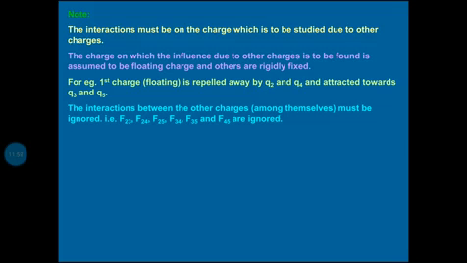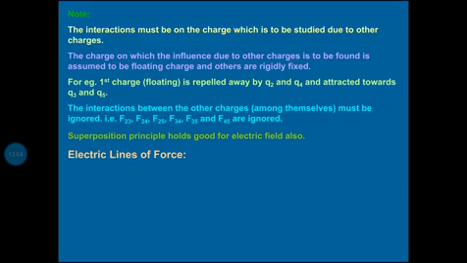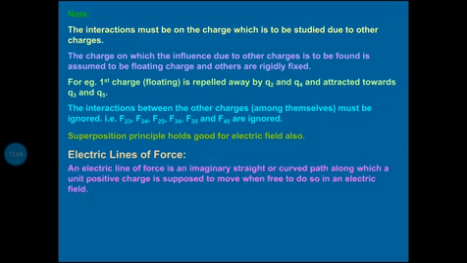The superposition principle holds good for the electric field also. Now our next topic, what are electric lines of force? So here is the definition of it. An electric line of force is an imaginary straight or curved path along which a unit positive charge is supposed to move when free to do so in an electric field. So electric lines of force do not physically exist, they represent real situations.